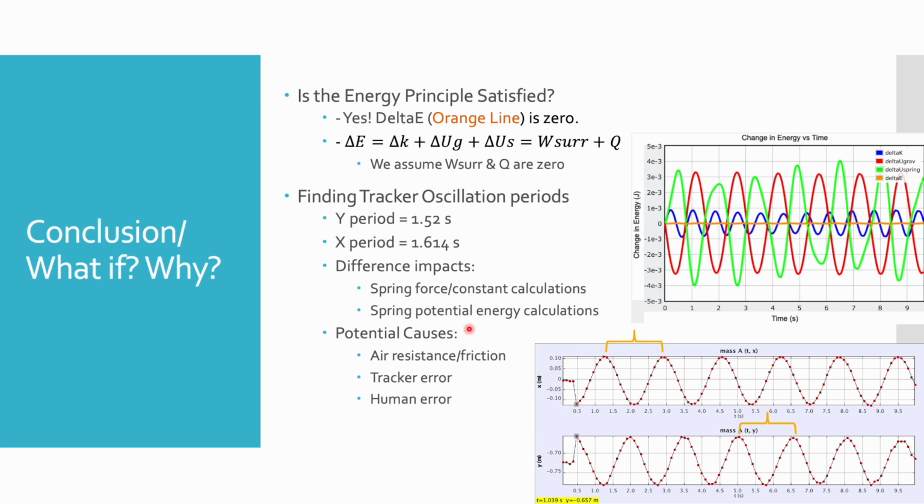And this has a couple of big impacts on the spring force and the spring constant calculations from before. And it could also greatly affect the spring potential energy calculations. And some possible sources of error in these calculations could again be from air resistance or friction, some error in the tracker model, and some possible human error in the actual experiment.